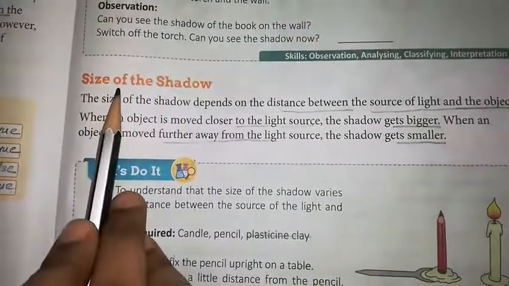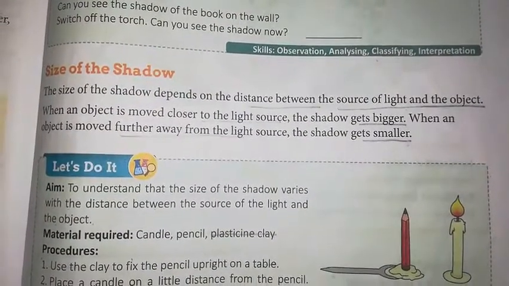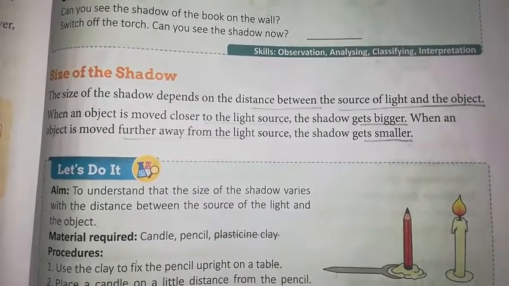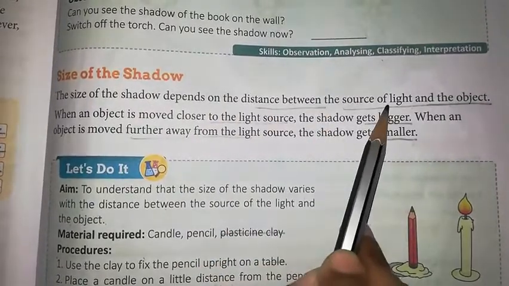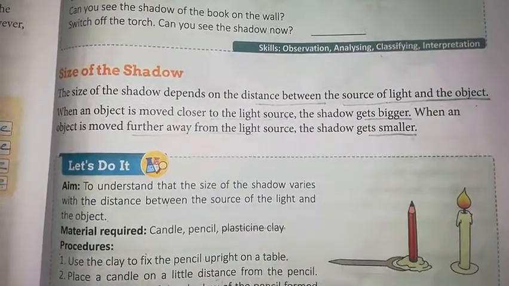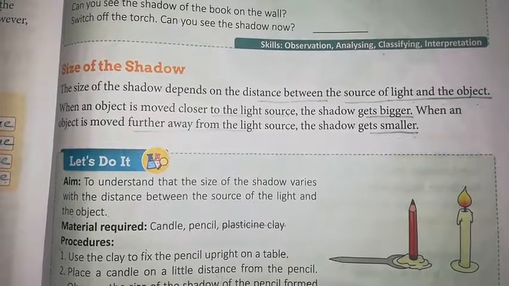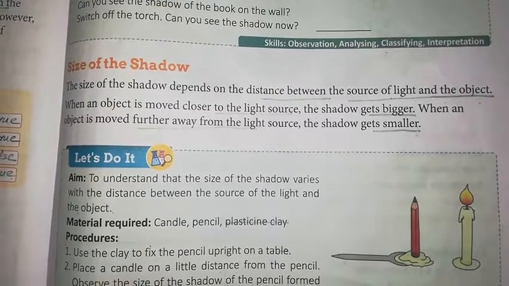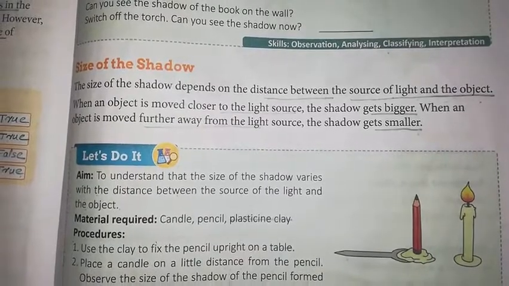The next topic is the size of the shadow. The size of the shadow depends on the distance between the source of light and the object. When an object is moved closer to the light source, we get a bigger shadow. When an object is moved further away from the light source, we get a smaller shadow.